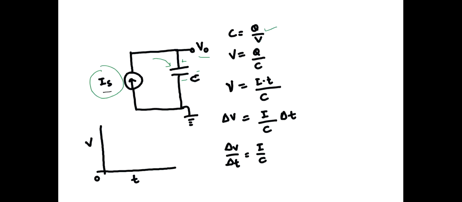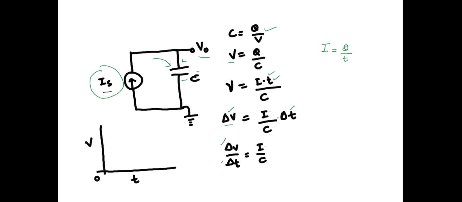Therefore, V can be written as charge upon the capacitance. And we know that charge is the current multiplied by the time, or in other words, I is equal to charge per unit time. So if there is a change in time, there is a change in voltage. Therefore, we write delta V is equal to I over C multiplied by the change in time delta T. And the ratio of delta V over delta T is I over C.